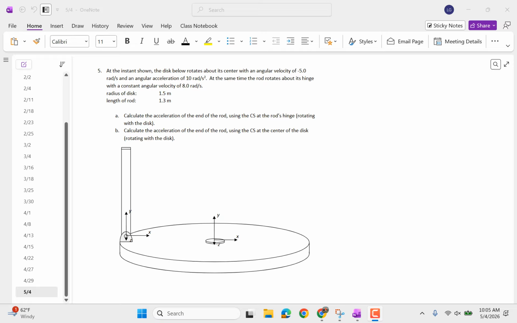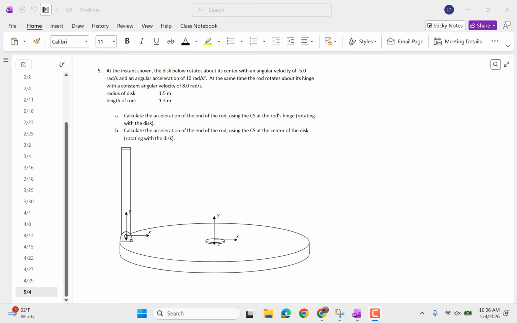Okay, and when we do this, what we better get is an acceleration using this origin that matches the acceleration using this origin. Okay, those two answers have to agree because those are both accelerations that you need to be able to put into Newton's second law.